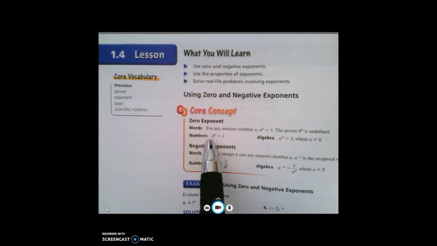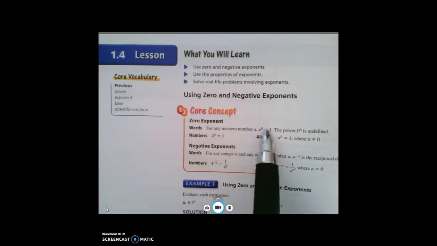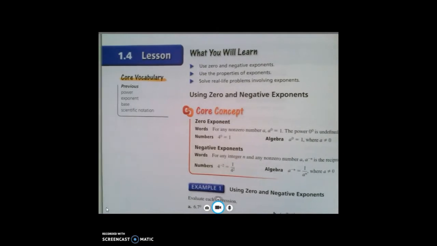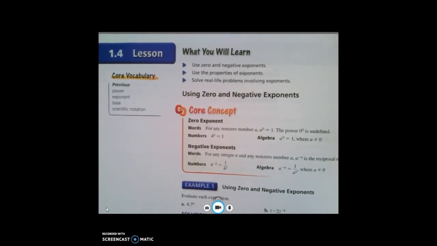Okay, so the rule says that 4 to the 0 equals 1. And it says for any non-zero number, a to the 0 equals 1. And 0 to the 0 is undefined. So what exactly does that mean and why is that? Well, let's try and investigate that before we even get into negatives.